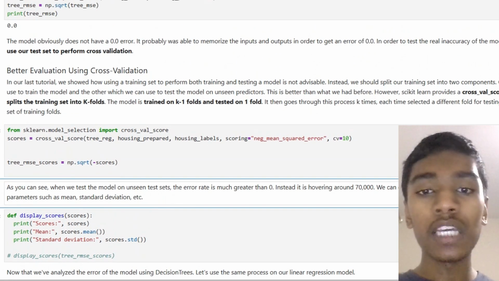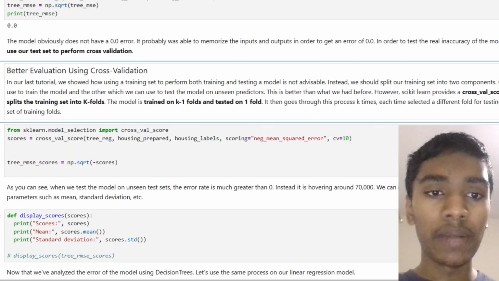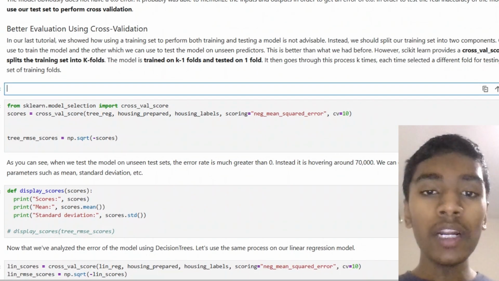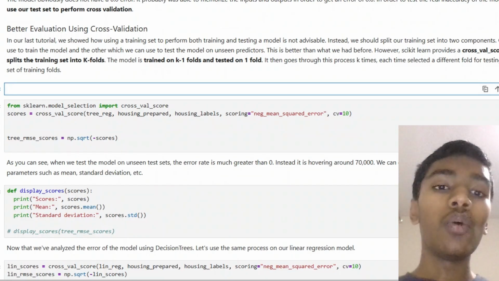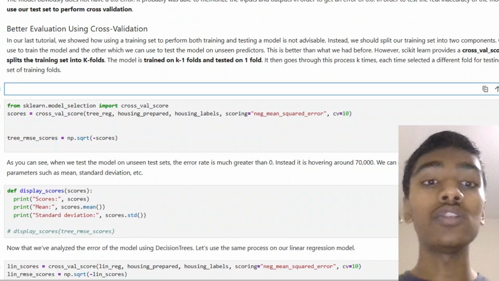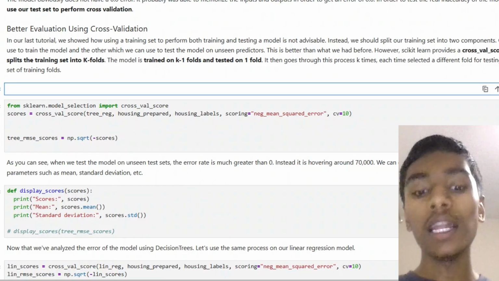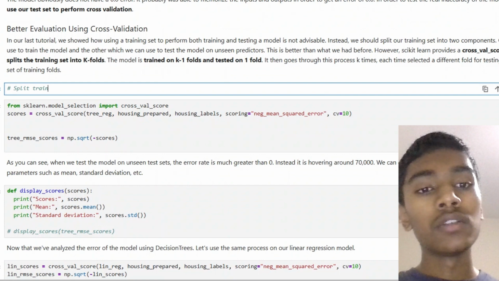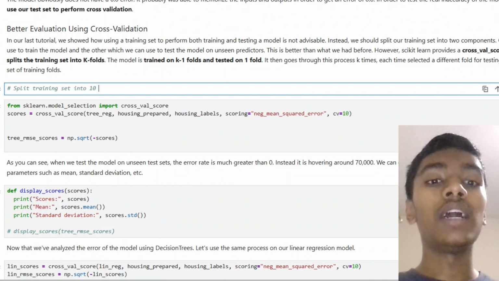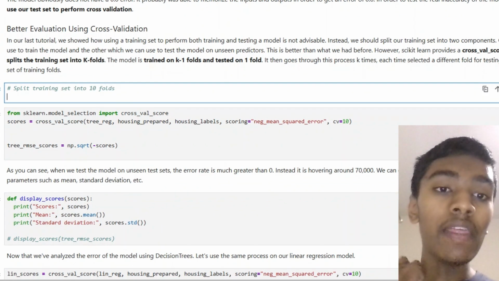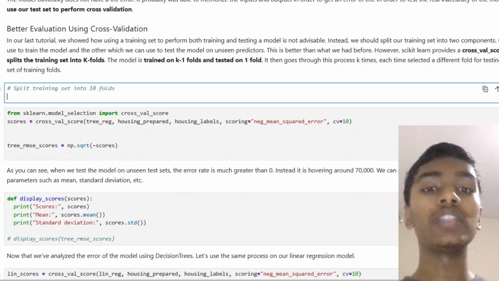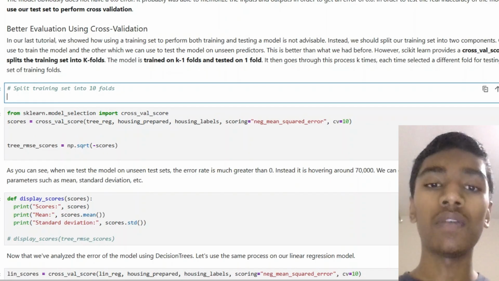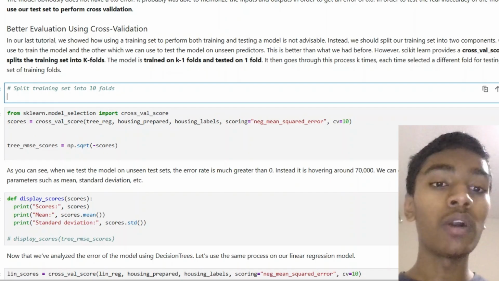So let's go ahead and explain what exactly this is doing. Let's create a new cell here. What we're going to do is tell our model we want you to split our training set into some number of folds. Let's say we're going to split it into 10 folds. Then from there, the model is going to train itself on 9 of those folds, in other words, k minus 1 of those folds, and test the model on one of those folds.